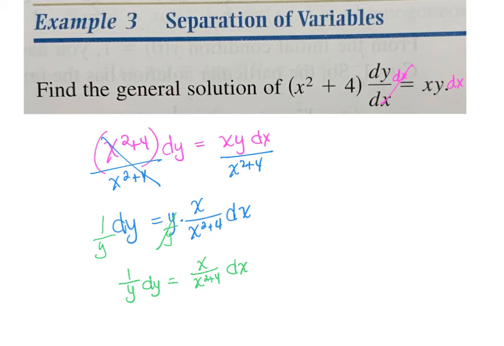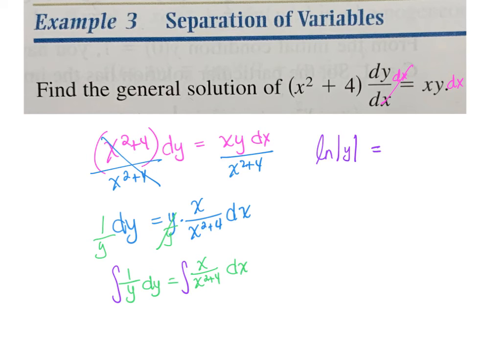Now, at this point, I can actually do my integration. So at this point, I can do the integration here and the integration here. Now you have to use all your integration rules that you know. On the left-hand side, when I have 1 over something, the antiderivative of that is going to be natural log. So on the left-hand side, I'm going to get natural log of the absolute value of y.